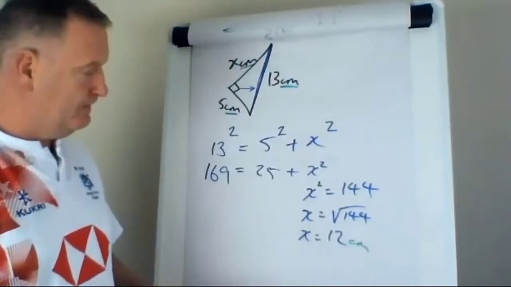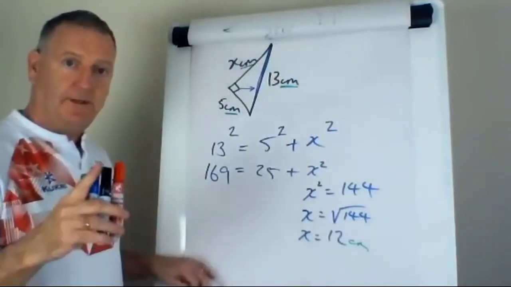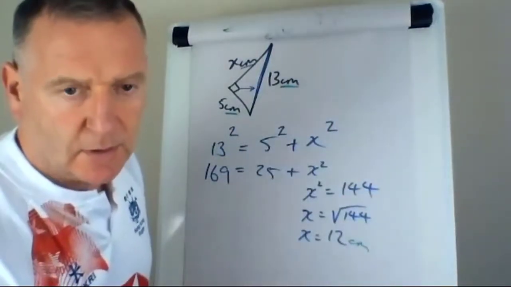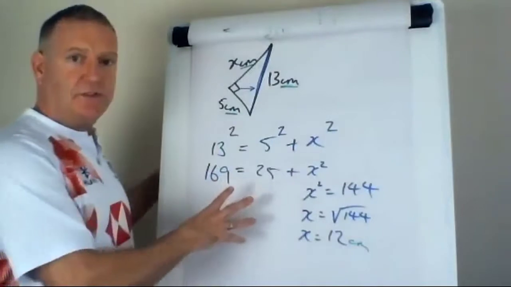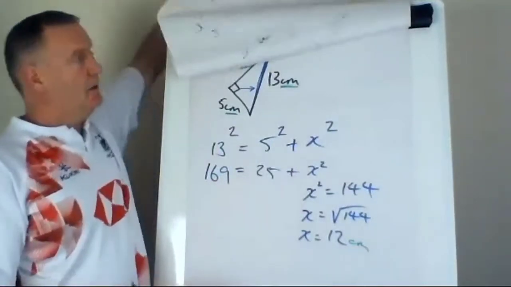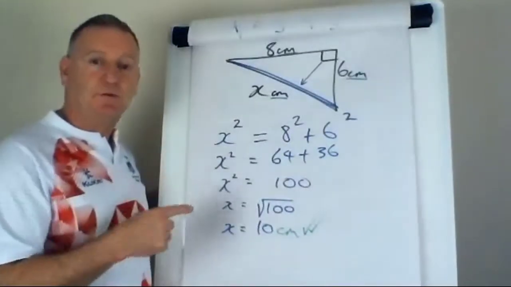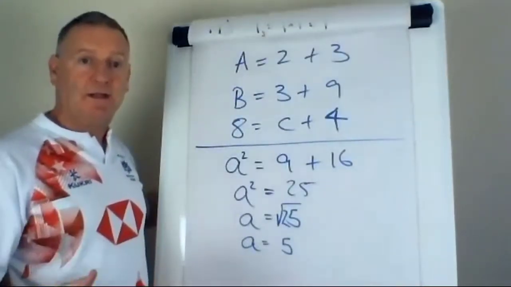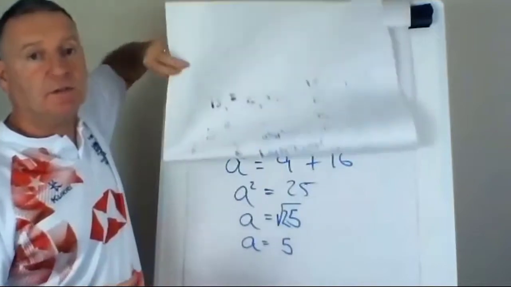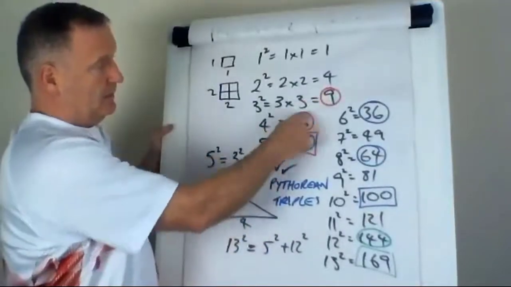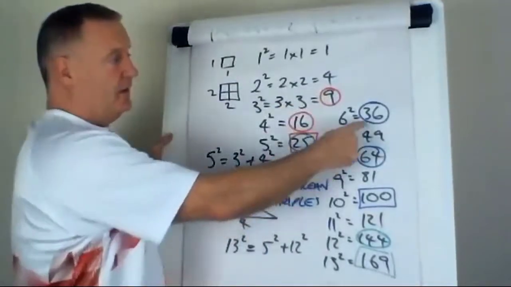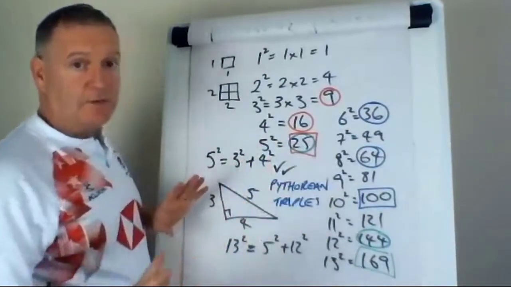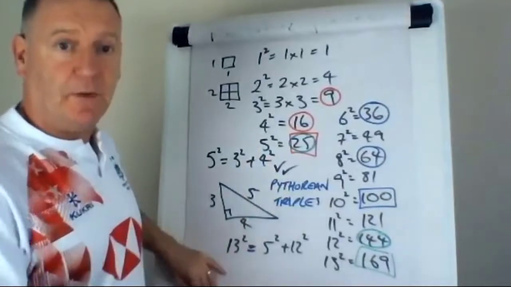Ready? I'm being deliberate. I'm doing the numbers on purpose. Those are the triples. They give me whole number answers, integers. 9, 16, 25, 36, 400, 25, 144. They give me whole numbers. Okay, we'll do one without those numbers now. You ready?